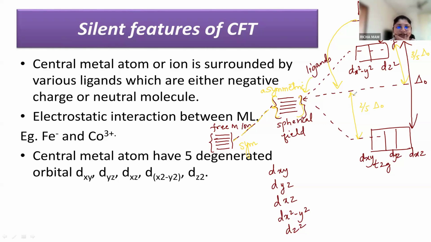Now when the crystal field splitting takes place in an octahedral complex, it is represented by delta O, and when it comes in contact with tetrahedral complexes, then it is represented as delta T.